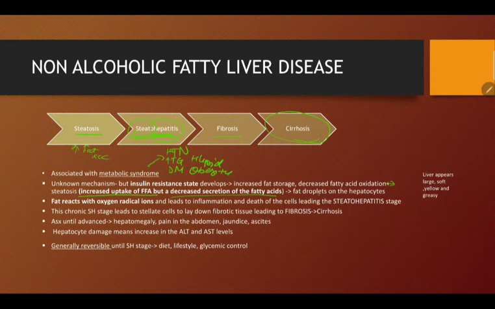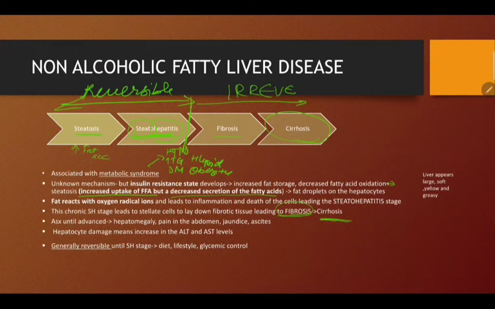Chronic inflammation or too much inflammation will lead to fibrosis, and this fibrosis chronically will lead to cirrhosis. Until it's advanced, so until the steatohepatitis phase, this part is reversible. Beyond this, it's irreversible. So if I made changes in diet and lifestyle, controlled my glycemic levels, had weight control, controlled my cholesterol and blood pressure, there's a chance I will not progress to cirrhosis.